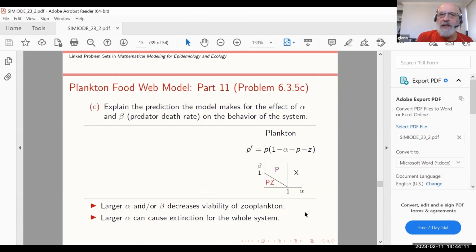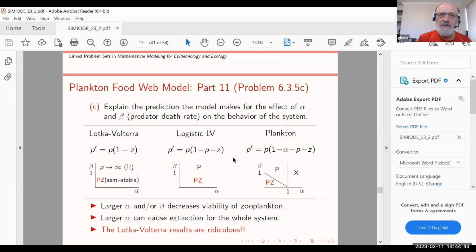Lastly, let's explain the predictions that the model makes. So here is the parameter space again. So alpha and/or beta increasing decreases the viability of zooplankton, and larger alpha can make the whole system go extinct. Comparing that with the standard predator-prey model, which is logistic Lotka-Volterra, there is no alpha in that model. So this graph is essentially what you see when alpha is 0. So this model that we're looking at is slightly richer than the logistic Lotka-Volterra.